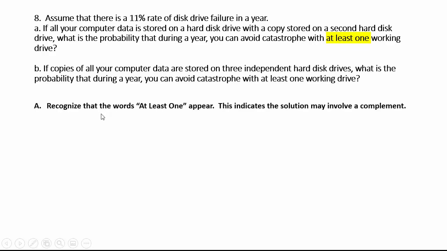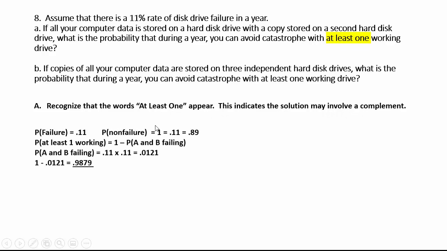In this first problem, just recognize again that it says at least one, and that indicates somewhere in there you're going to involve complements. So here's what we're looking at. The probability of failure, just given up here, is 11%, which is 0.11. Just note that the probability of non-failure would be 1 minus that, and that little thing right there should be a minus sign. That's a mistake.